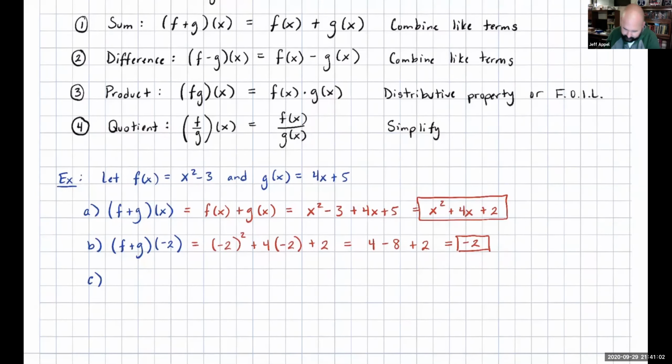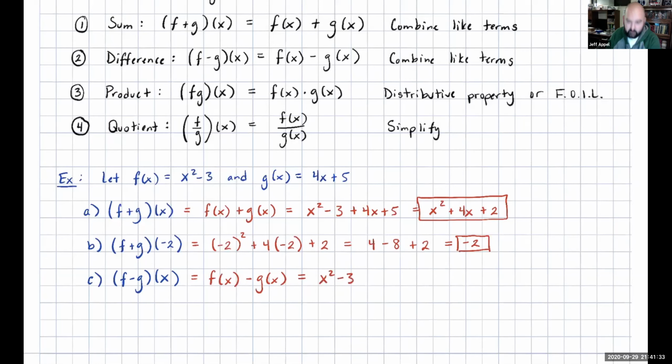All right, part C. Let's do f minus g of x. So if I want to do this one, the subtraction ones are always just slightly more involved just because we have to be careful with subtraction. It's not as convenient as addition. So when we go to subtract these, remember what this means. It's f of x minus g of x. So f of x, we already know what that is. It's x squared minus 3.